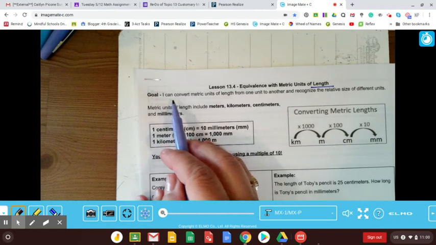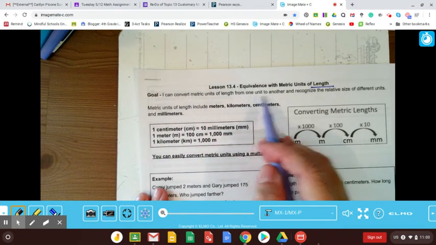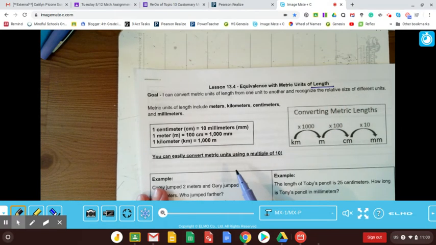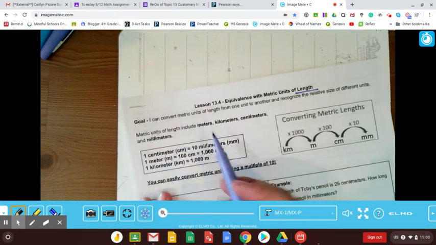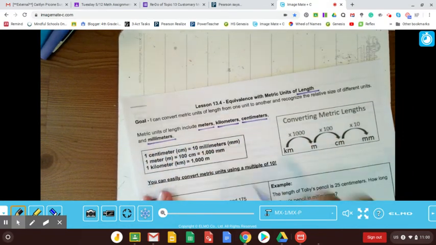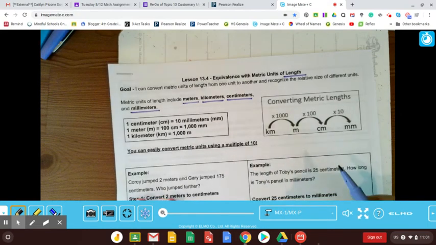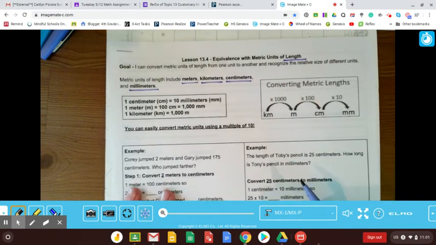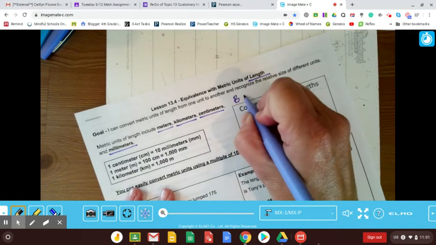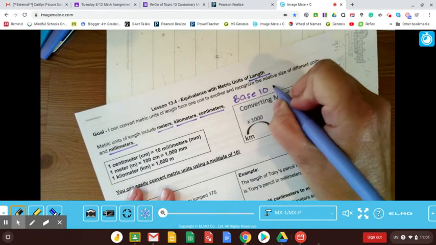So today's goal is to convert metric units of length from one unit to another and to recognize the relative size of different units. Metric units of length include things like meters and kilometers and centimeters and millimeters. Converting metric lengths is actually a lot easier, in my opinion, than customary. Metric is the system that most of the world uses, although here in America, we use both customary and metric. Metric is nice because it works off of our base 10 number system.